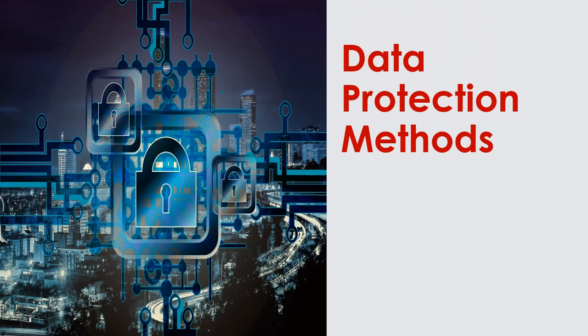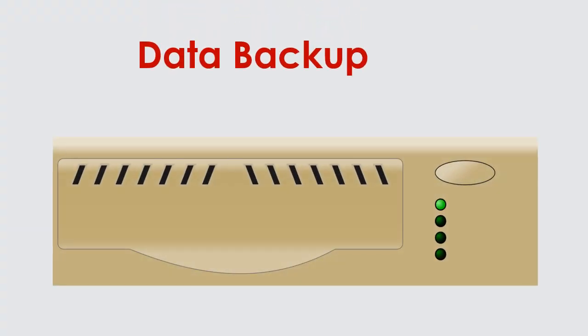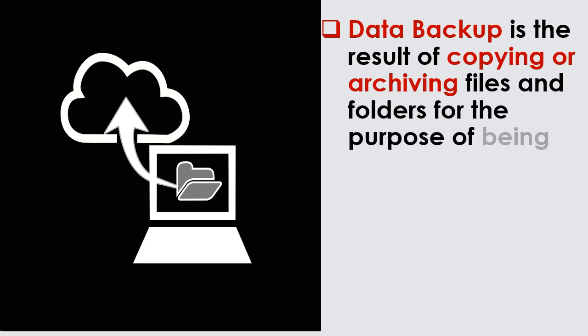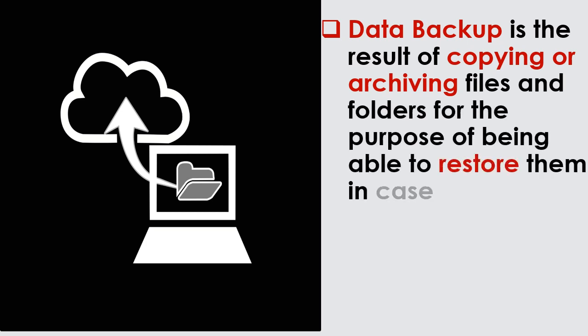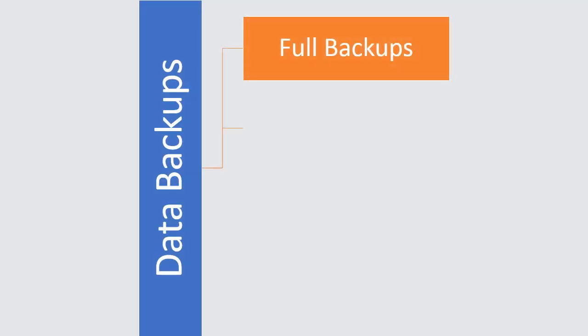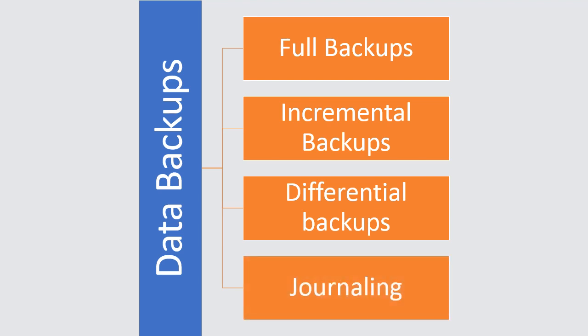Data Protection Methods. Data Backup. Data backup is the result of copying or archiving files and folders for the purpose of being able to restore them in case of data loss. Data backups are full backups, incremental backups, differential backups, and journaling.